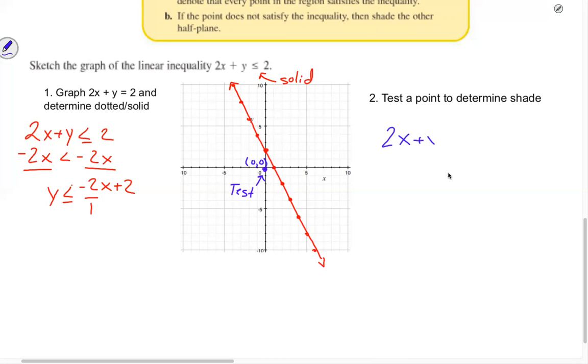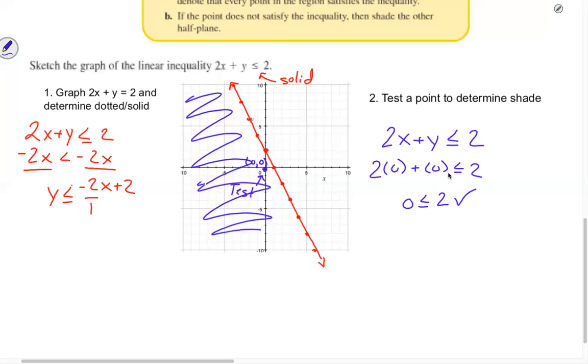So what I'm going to do, Jake, is I take my equation, which was that, right? I'm going to take this point, I'm going to plug it in. I'm going to simplify. Is that true or false? Is 0 less than or equal to 2? Yes. So guess what? Because that's true, I shade below the line. Check it.